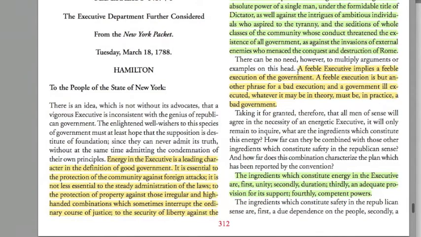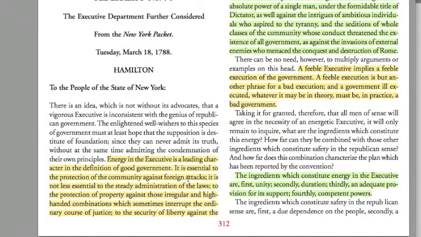The second thing here in yellow is really almost a restatement of the thesis or the main topic, and he almost does it in a negative here. Over here on the left where it says energy in the executive is a leading character in the definition of good government, he now says a feeble executive implies a feeble execution of government. So this yellow statement here is almost the opposite statement of what he said before. They're saying the same thing, but he states it in different ways.